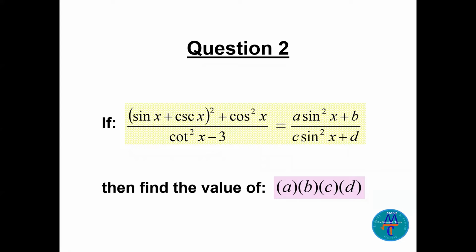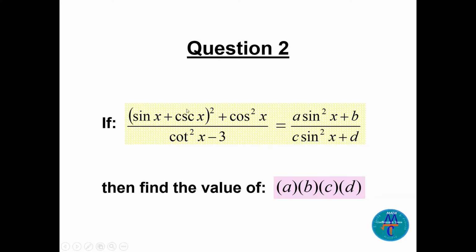Question number 2, we have this equation here: sine of x plus cosecant of x, all squared, plus cosine squared of x, divided by cotangent squared of x minus 3. All this is equal to a sine squared of x plus b over c sine squared of x plus d. Let's find the value of a times b times c times d.